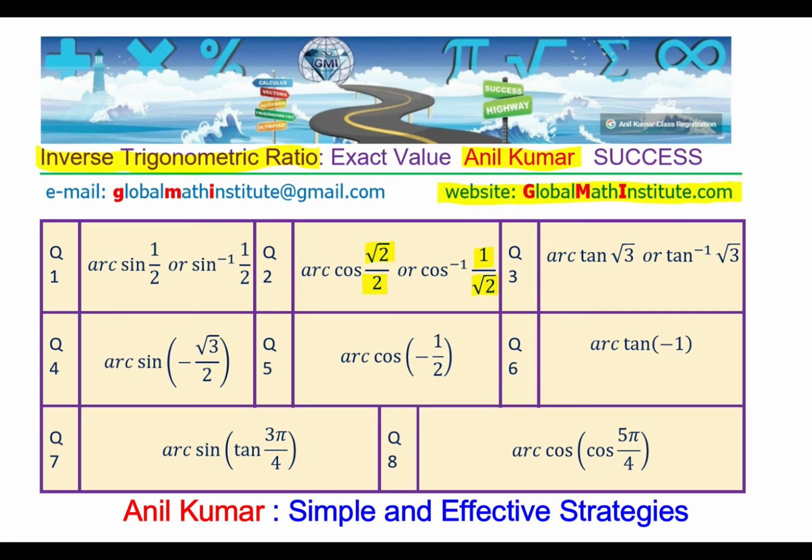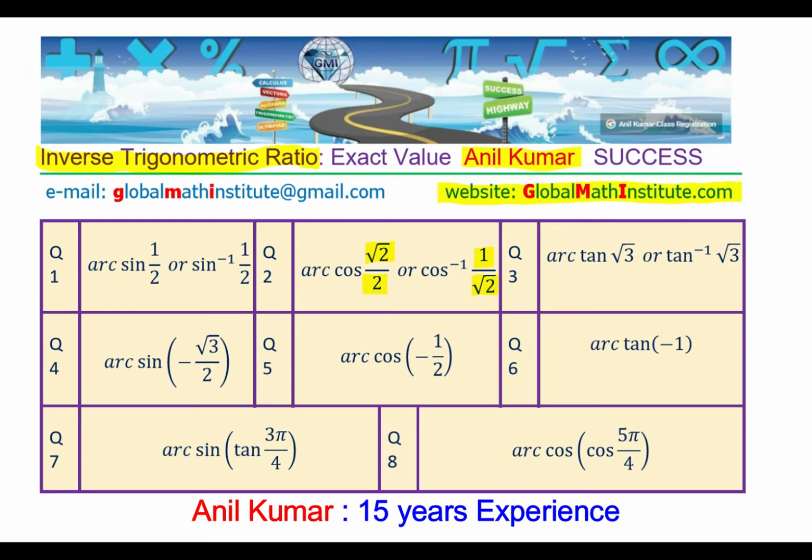Then we have the negative values: arc sine negative square root 3 by 2, arc cosine negative half, arc tan negative 1. And then in questions 7 and 8, once you understand the above strategies, you will be in a position to also find the exact value with composition of inverse functions. Arc sine tan 3 pi by 4 and arc cos 5 pi by 4 are two examples which we are going to discuss.